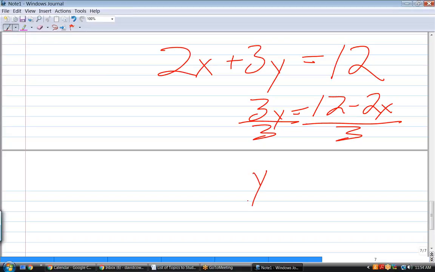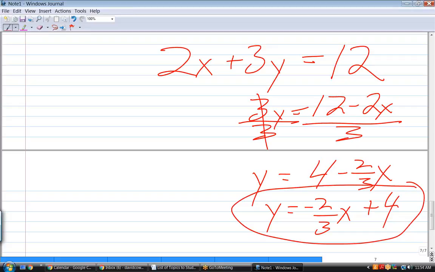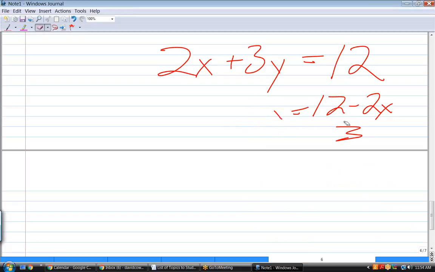So now that leaves y, because those become 1. And over here I have 4 minus 2/3 x, which I can write as minus 2/3 x plus 4. Now I have it in a format that I can graph easily. But that was a lot of work. There's an easier way to graph it when it's in standard format, and looks like this.